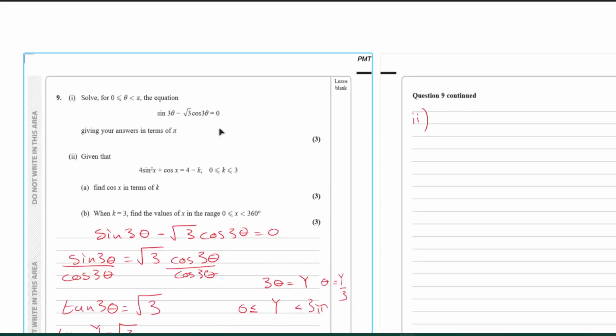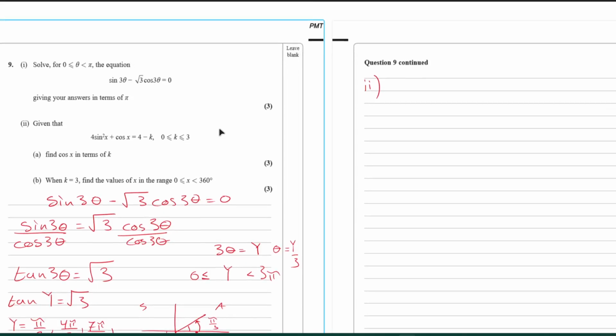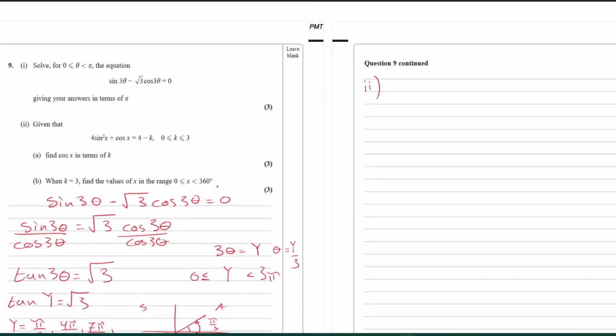So we found part double I. Let's continue to part double I. So this question says, given that 4 sine squared x plus cosine x equals 4 minus k, find cosine x in terms of k. Okay, that is interesting. Let's see how we can do that.